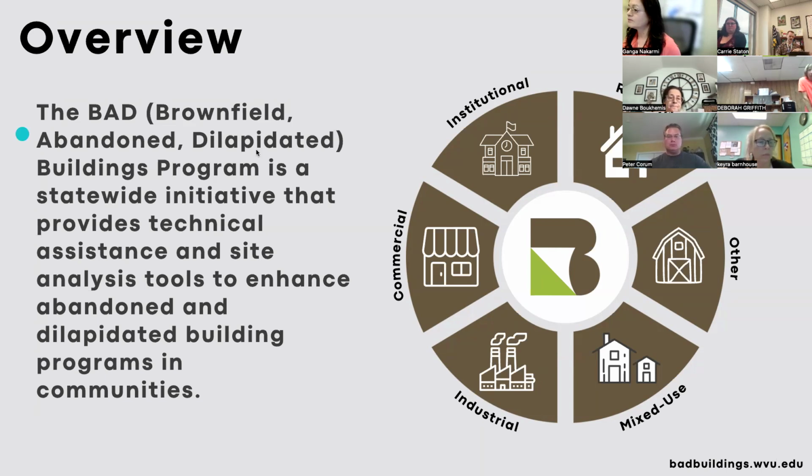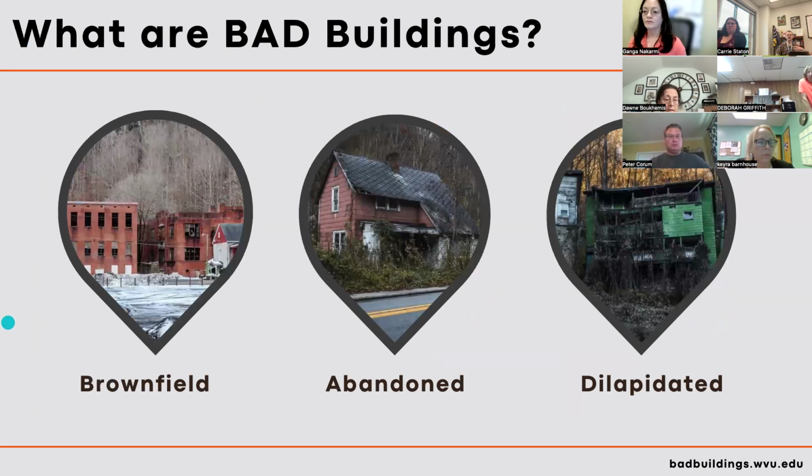Next slide. And looking at the acronym, what are bad buildings? B in bad stands for brownfield. So those are going to be your former commercial and industrial sites, as well as things like old school buildings. Abandoned is kind of like an umbrella term. It can catch residential, commercial, and industrial properties, any building that is vacant.